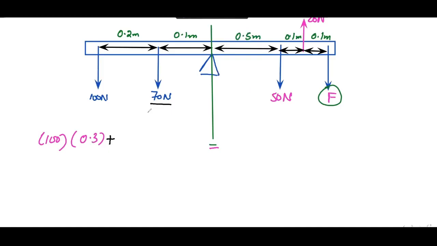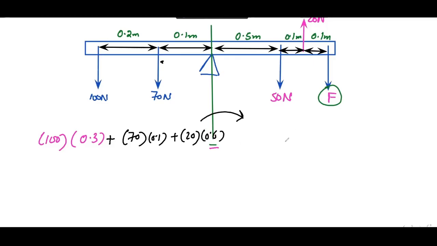Now I will add the 70 newtons moment, not the force. So 70, its own distance from the pivot is 0.1, that is going to be this one, plus this 20 newtons factor that is actually also helping them, right? So 20 and its own distance from the pivot, so that is 0.5 plus 0.1, 0.6. So this will become 0.6.